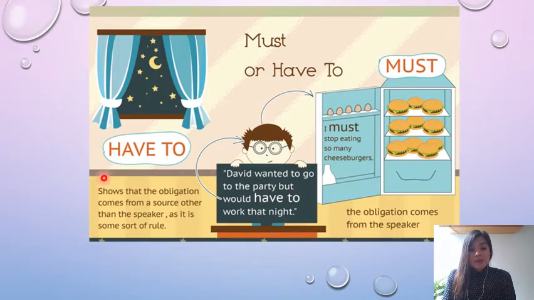But have to is going to show the obligation that comes from another source that is not the speaker. Aquí aplica cuando tú no lo decides. Tu mamá te está diciendo qué hacer, o tu teacher, o cualquiera de esas obligaciones que son o que vienen de otra persona, no directamente de ti. ¿Ok? That is about must and have to.